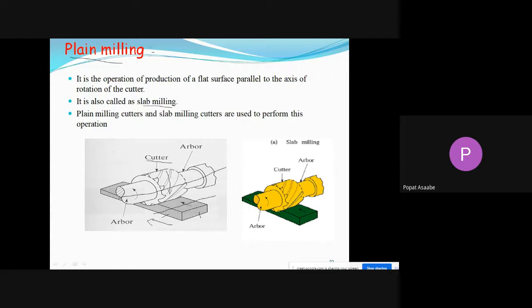See, this is the plane milling cutter, and this plane milling operation is used to produce the flat surface on the workpiece. We can carry out this operation by keeping the cutter axis parallel to the work surface. It means in this operation we have to keep the cutter axis parallel to the workpiece. In this manner we can simply perform plane milling or slab milling to produce the flat surface on our workpiece.